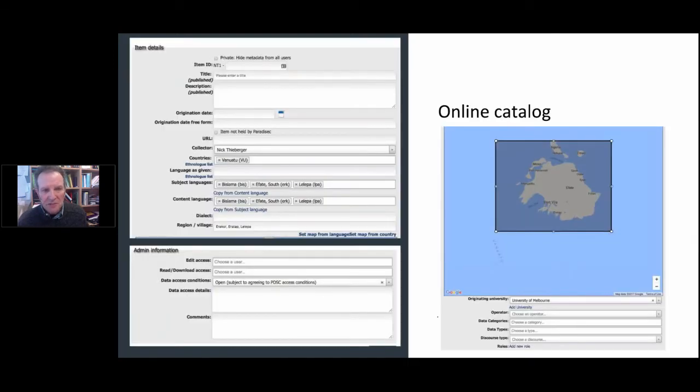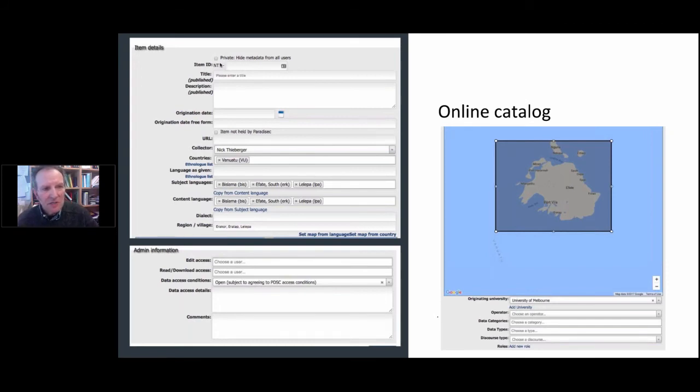We try to be as lightweight as possible with the metadata because, in our experience, we're all researchers. I'm a linguist. My colleague Linda Barwick is a musicologist. And our experience was that people just won't enter metadata if it's too complicated. So we've tried to make it as simple as possible and to make the catalogue do as much of the work for you as possible, using controlled vocabularies, doing predictive data entry, and having a minimal number of fields. As you'll see here, here's a screenshot of the catalogue.